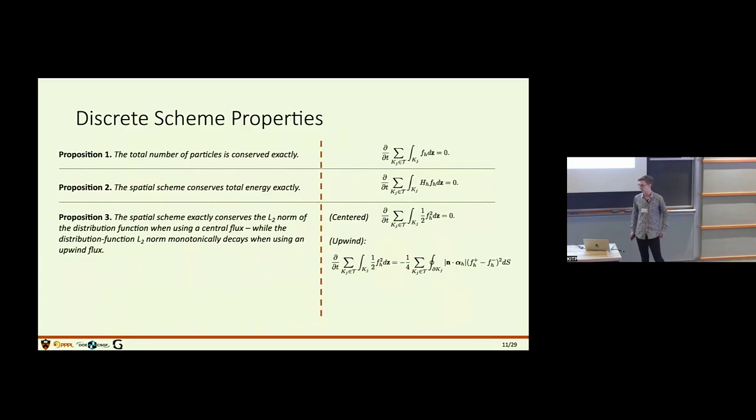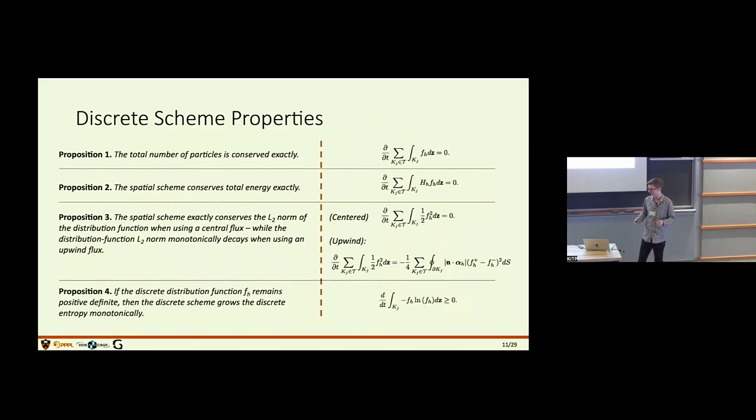The differences here are going to be dependent on the states of the left and right hand of a cell interface. So ultimately, when you're using a high order scheme like DG, the differences between your left and right states between cells is very small. So this is only a small amount of numerical dissipation that's being introduced to the system overall. Further, as long as the discrete distribution f of h remains positive definite, we're able to say that the entropy is going to grow monotonically.